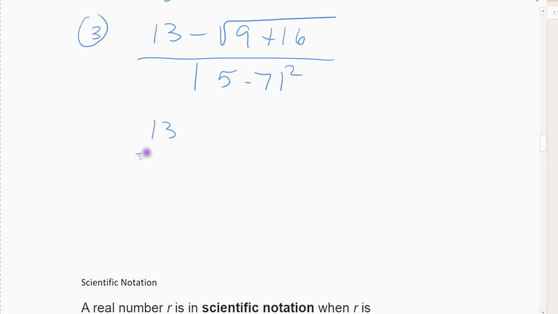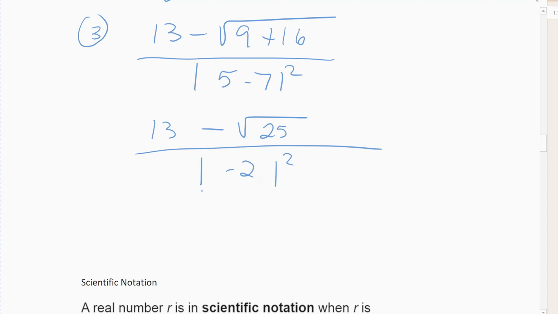So my next step, 13, I didn't do anything with. I still have the minus. I'm just taking 9 and adding it to 16, which is 25. And then in the denominator, I still have the absolute value and the square. I haven't done anything with that. All I'm doing is taking 5 minus 7, which is a negative 2.